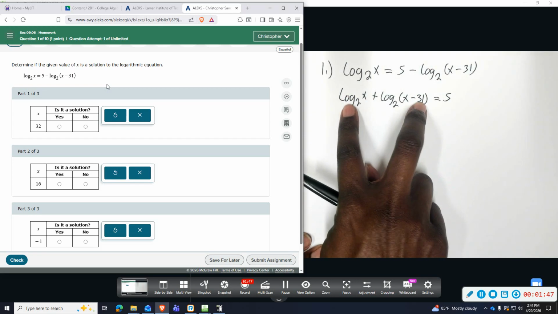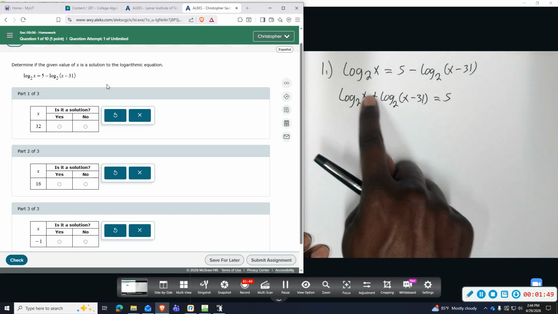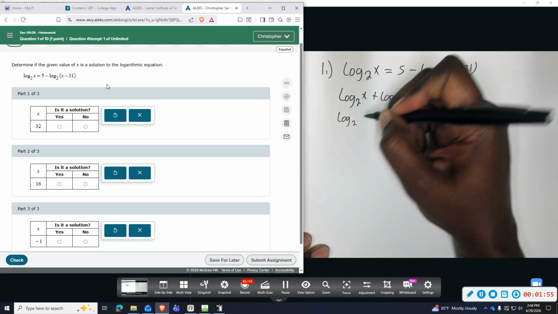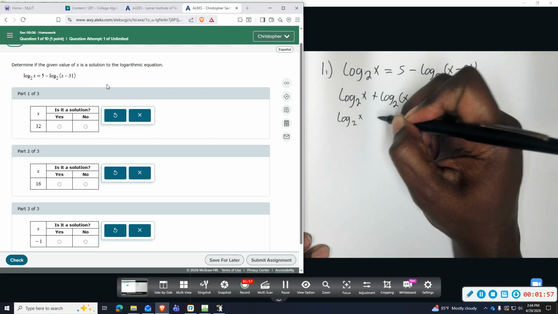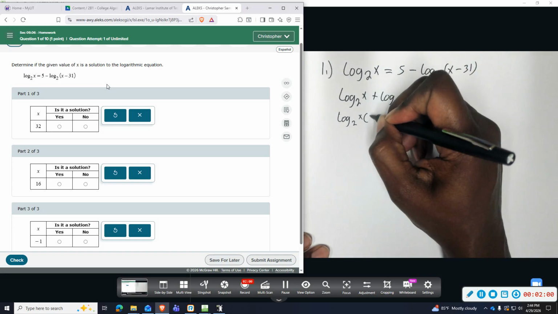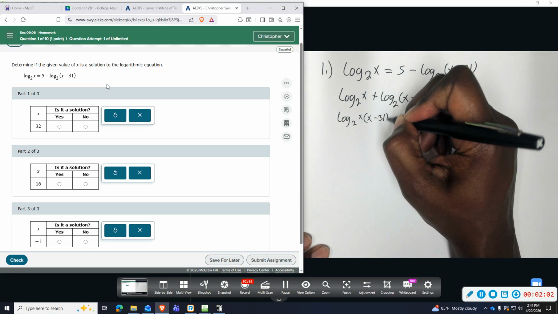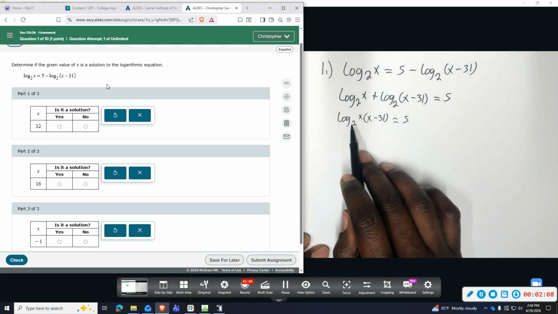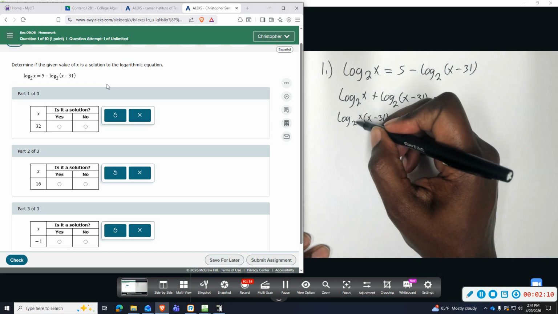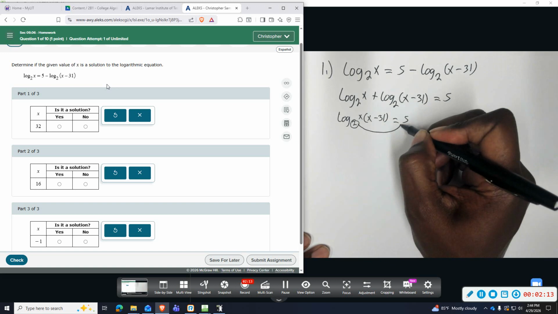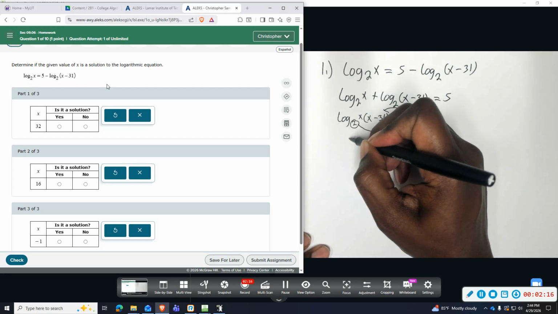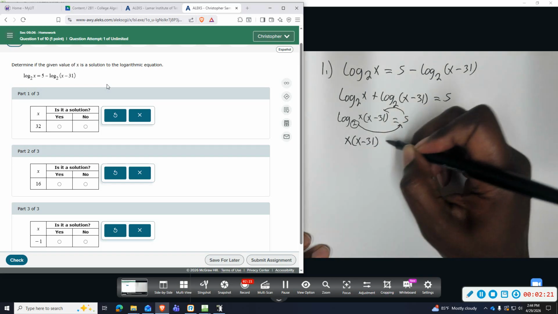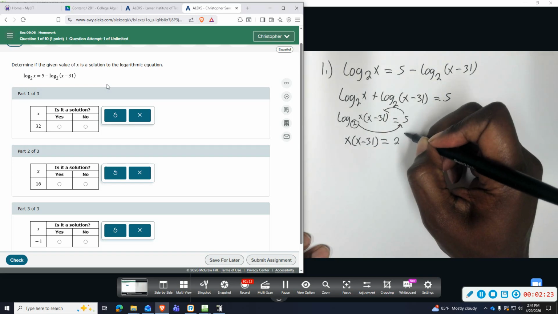Alright, the property of logs says when we add two logs with the same base, we can write the arguments as a product. So this is log base 2 of x times x minus 31 is equal to 5. Then from here we're going to write it in exponential form. So 2, this base, raised to the 5th power is equal to this. So we have x times x minus 31 equals 2 to the 5th.